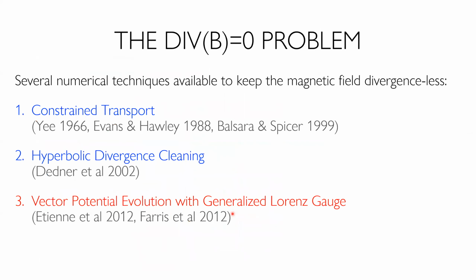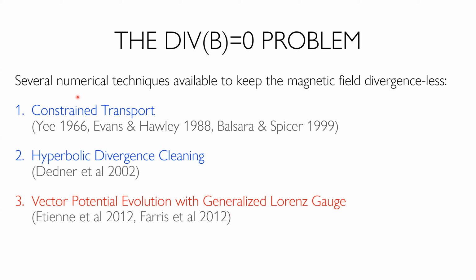So something that I want to spend some time talking about is the problem about the divergence of B and how to deal with this. So over the years, several numerical techniques have been developed in order to prevent the formation of magnetic monopoles. Probably the oldest one is the constraint transport scheme that was first discussed in 1966.